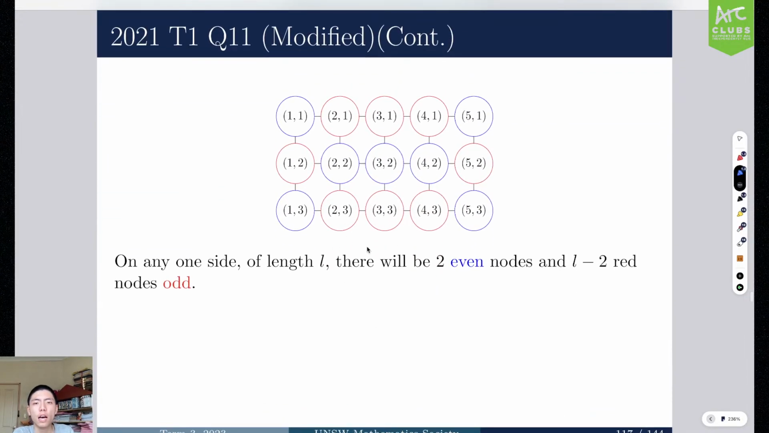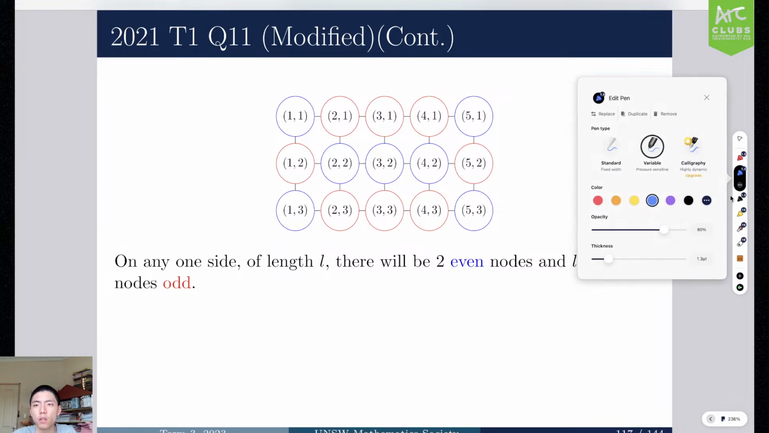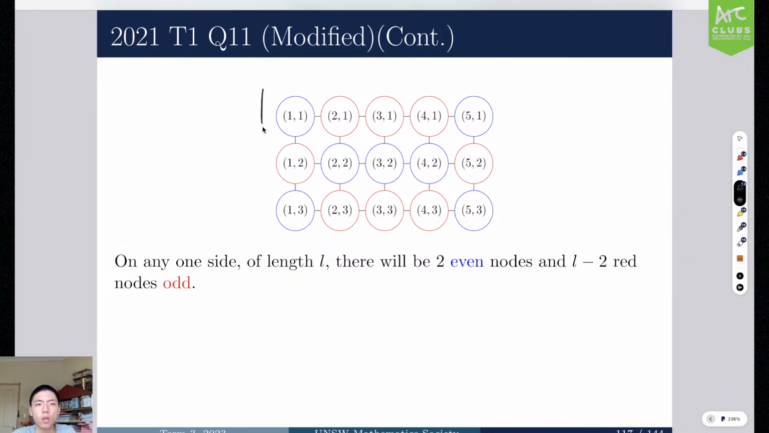So if we have a side length L, right, there will be 2 even nodes and L minus 2 red nodes, right? So if we were to look at any edge, I'll use black so I don't confuse the colors. If we were to have any side here, then essentially the 2 corners are going to be the even nodes, and everything that is in between is going to have odd degree, right?